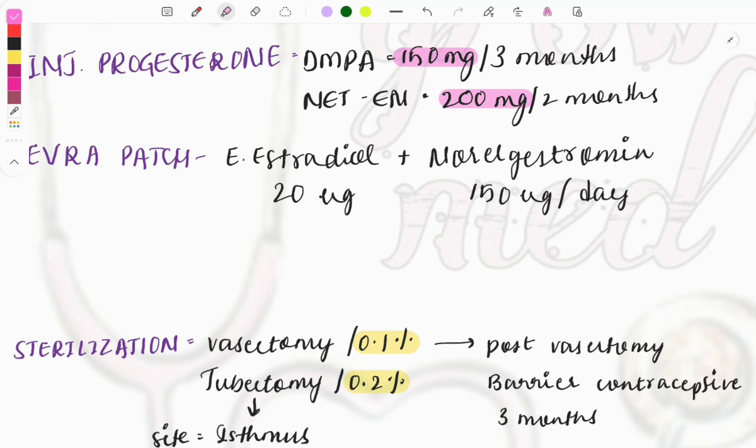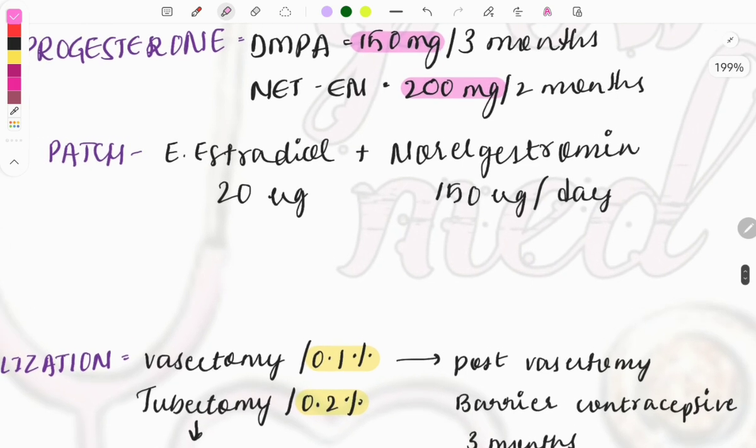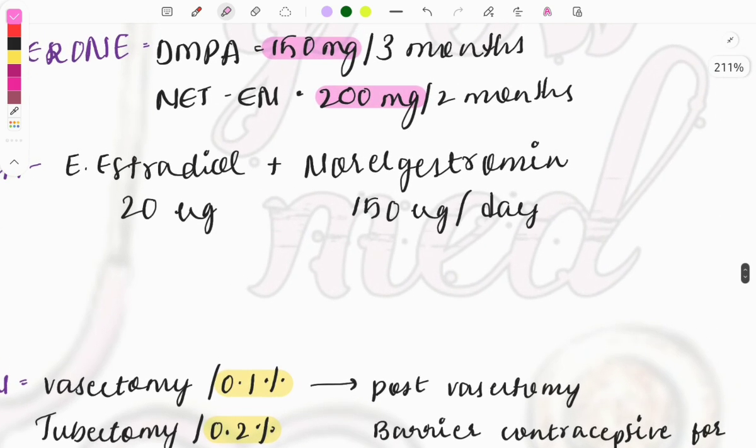Then the Evra patch. Sorry for the disturbance, guys. The Evra patch also contains hormones, estradiol and norelgestromin, and this is the dosage.